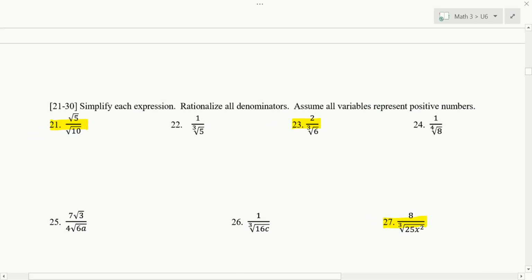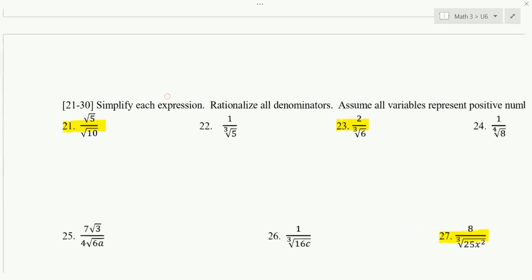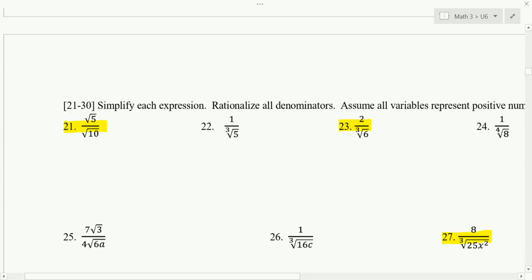Number 21, we're asked to simplify each expression, rationalize all denominators, and assume all variables represent positive numbers. If you have a root, same root, so here the index is the same, we got a square root of 5 or a square root of 10, you can reduce as if this were a fraction. So you can divide top and bottom by square root of 5, and you end up with square root of 1 over the square root of 2. We know the square root of 1 is 1, so this is really 1 over the square root of 2.